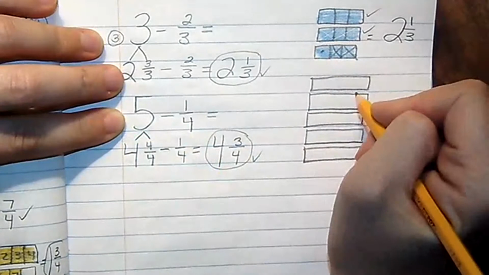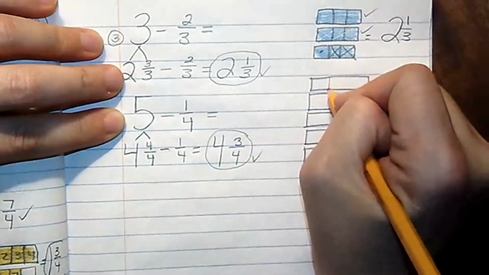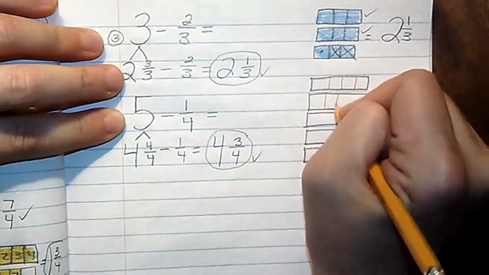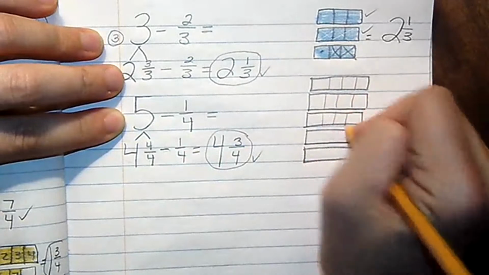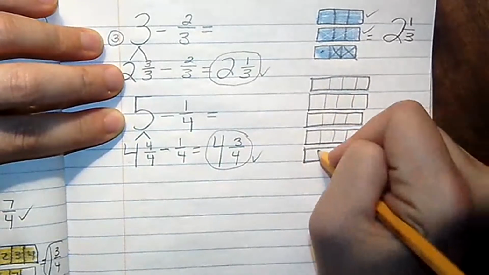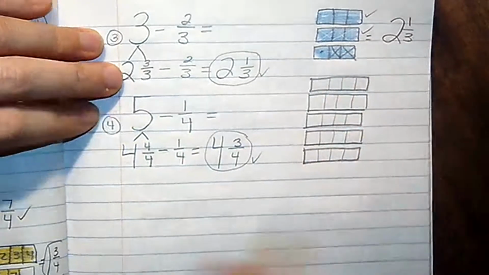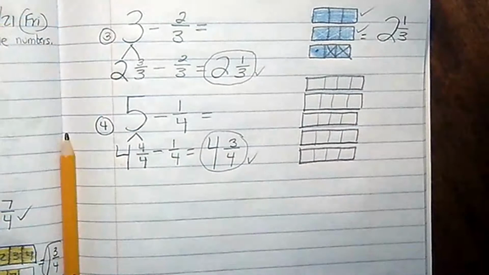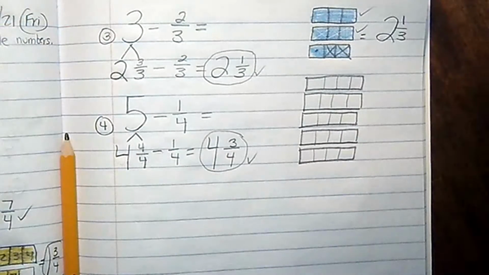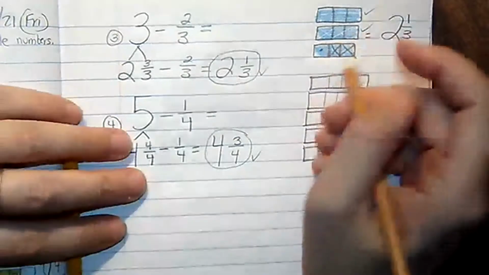So to make fourths, I draw 3 lines down. 1, 2, 3, on each bar. And how many did I have when I started? I had 5. So I'm going to color in 5 chocolate bars.